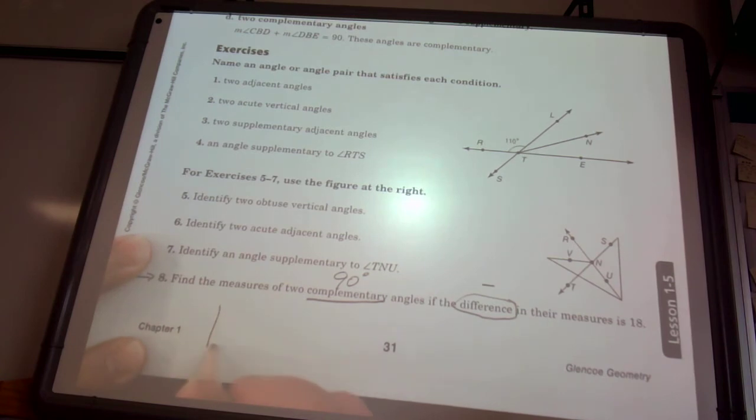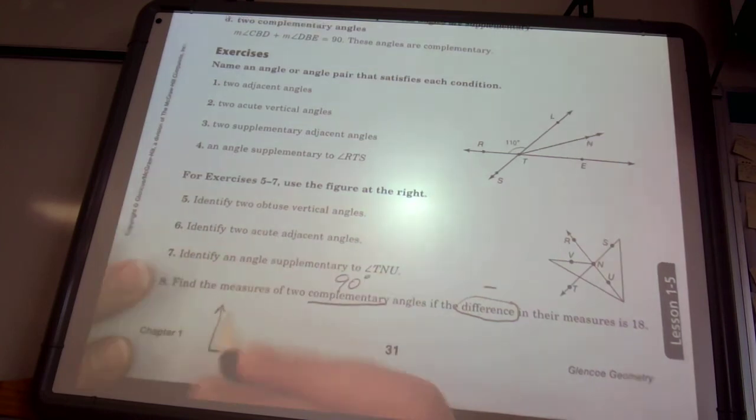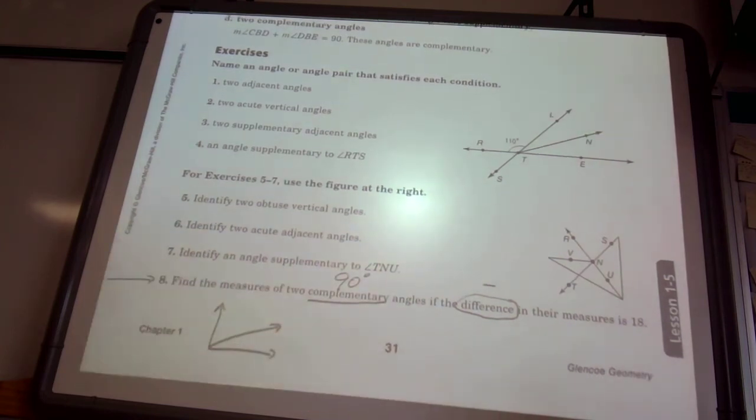All right, so if I'm going to have complementary angles, I'm just going to draw rays. I'm not even going to name them. I don't know if these are equal or not. Actually, I do. If one of them has a difference of 18 from the other one, they're not going to be the same, right? So I've got a ray coming, doing something like that.